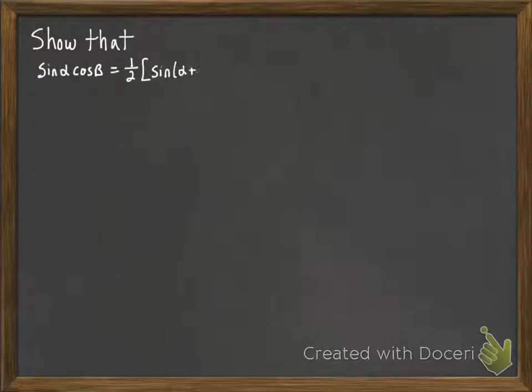So now that we have established one of the identities, let's look at it from the point of view of actually proving an identity. So in other words, we want to show that sine alpha cosine beta is actually equal to 1/2 of sine of alpha plus beta plus sine of alpha minus beta.